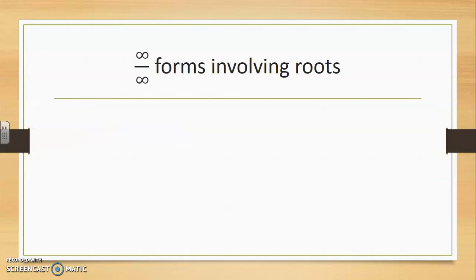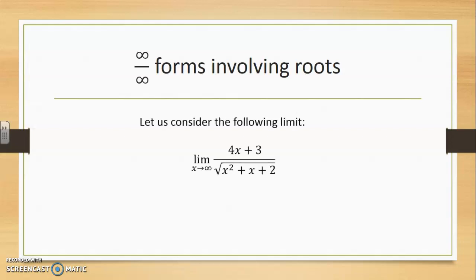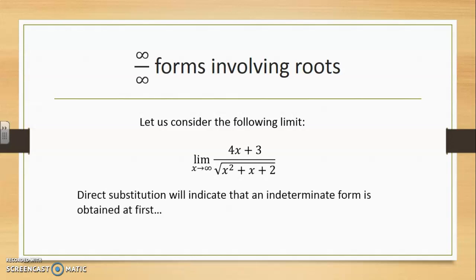Infinity over infinity forms that involve roots are a little bit more subtle. As an example, we're going to use the limit as x goes to infinity of 4x plus 3 over the root of x squared plus x plus 2. So it's a quotient, but it involves a square root in this case at the bottom. Direct substitution will indicate that an indeterminate form is obtained at first because we clearly have an infinite size trend at the top as well as at the bottom.